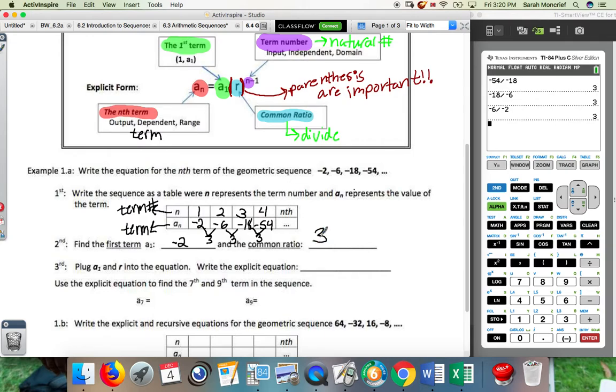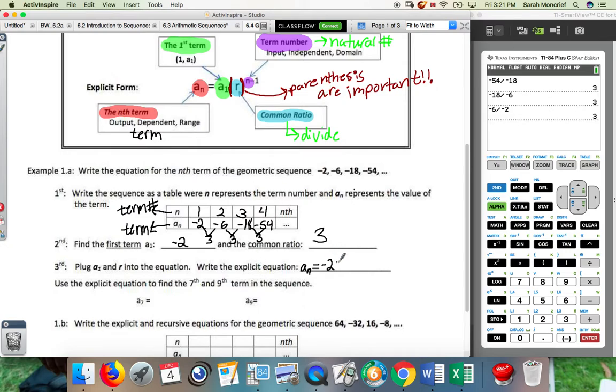3. Alright, so now we want to plug in a and r into the equation to write the explicit equation. This is just taking these two things and plugging them in. Did anything change about a sub n? No, bring it down. Don't forget about her, she's important. Did anything change about the equal sign? Again, no. Bring it down. What changed is the a sub 1. What is now a sub 1? You betcha, it's -2.